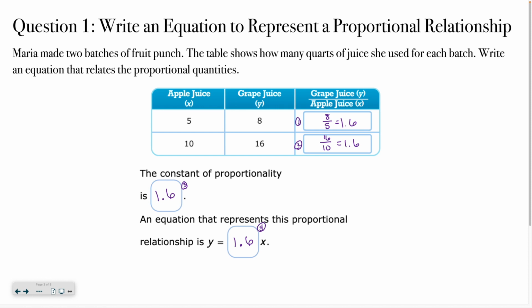All right, for this problem, hopefully you figured out that in that first box you would do 8 divided by 5, which equals 1.6, and then the second box you would do 16 divided by 10, which would give us 1.6. And that's great news because that matches. So that tells us our constant of proportionality, or our k value, is 1.6. And that means an equation that represents this proportional relationship is y equals 1.6x.